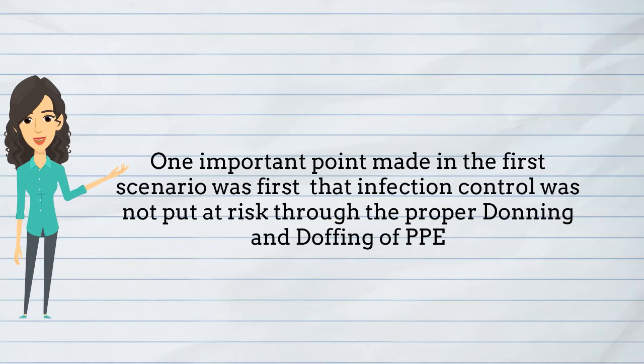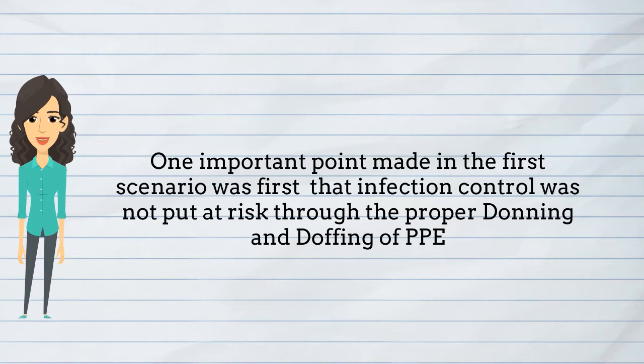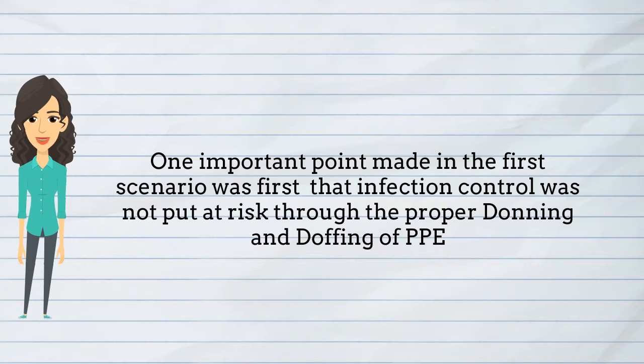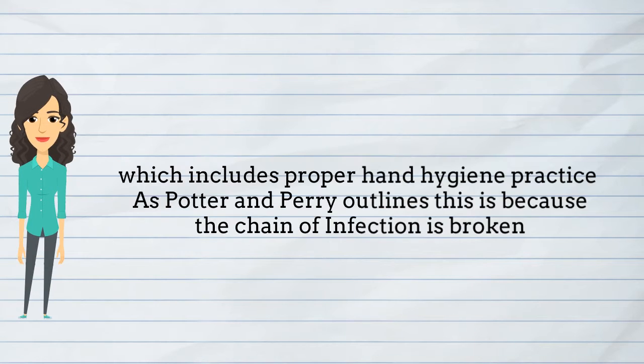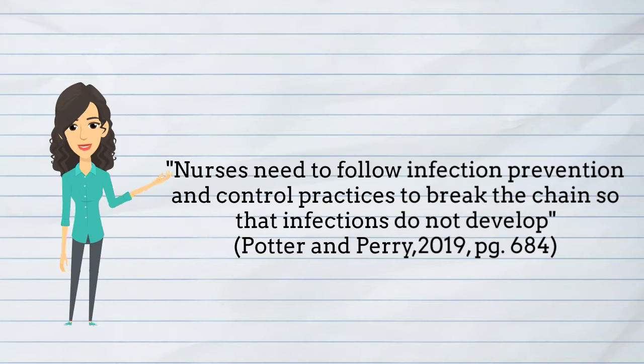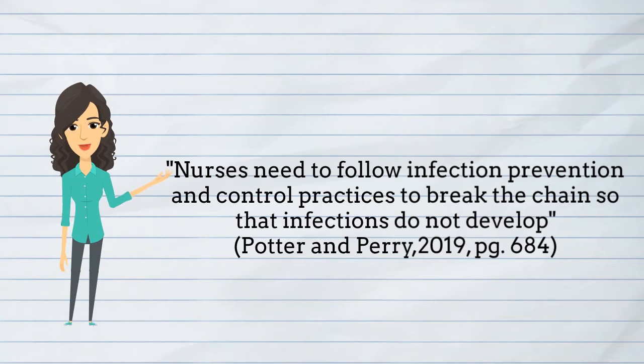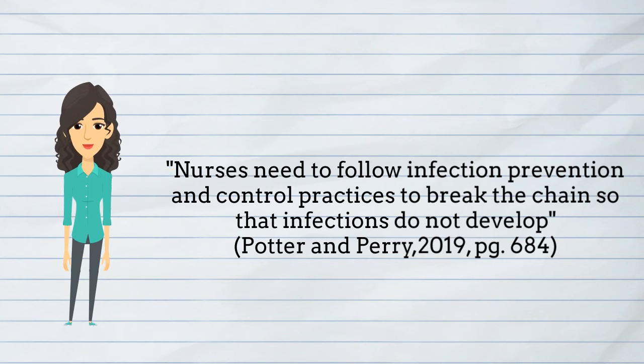One important point made in the first scenario was that infection control was not put at risk through the proper donning and doffing of PPE, which includes proper hand hygiene practice. As Potter and Perry outline, this is because the chain of infection is broken. Nurses need to follow infection prevention and control practices to break the chain so that infections do not develop.